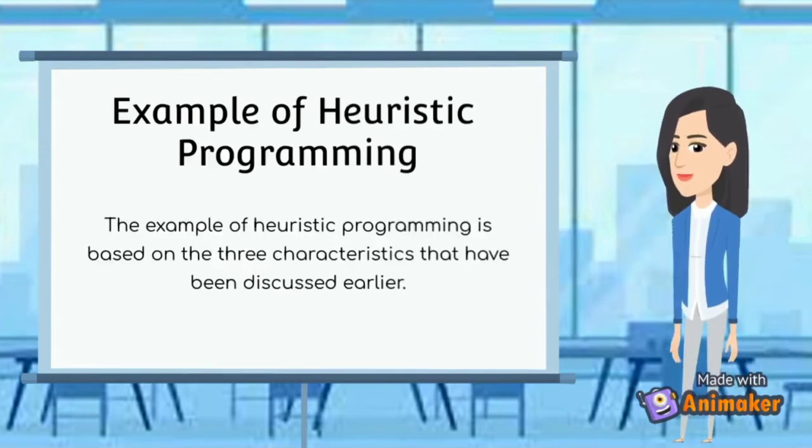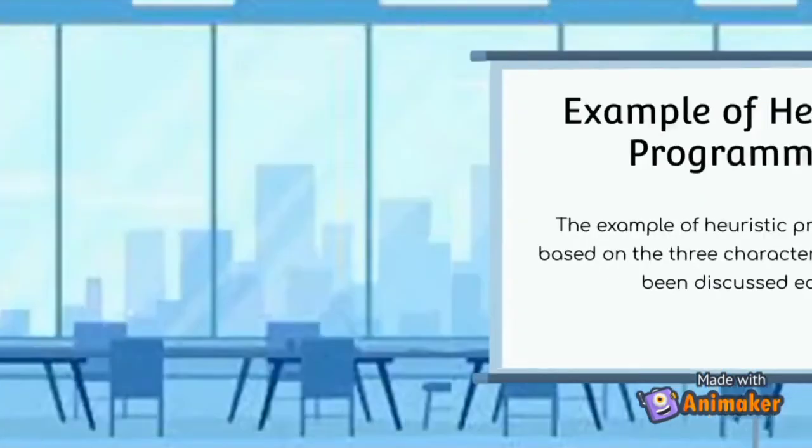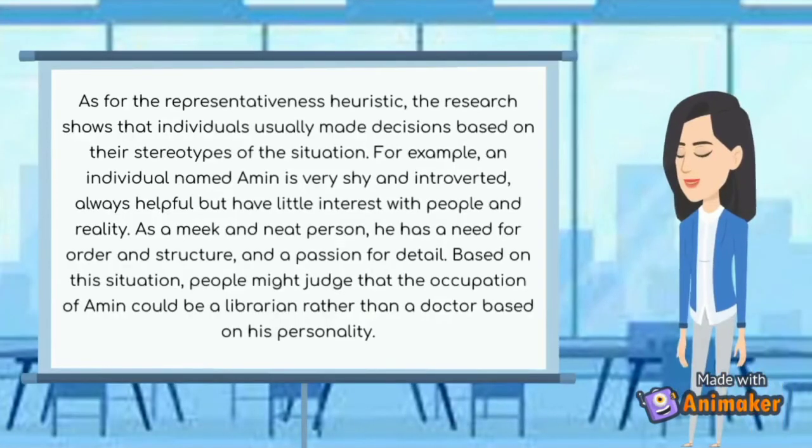Now let's move to the examples of heuristic programming. The examples are based on the three characteristics that have been discussed earlier. Firstly, as for the representativeness heuristic, research shows that individuals usually make decisions based on their stereotypes of the situation. For example, an individual named Amin is very shy and introverted, always helpful but has little interest in people and reality. As a meek and neat person, he has a need for order and structure, and a passion for detail. Based on this situation, people might judge that the occupation of Amin could be a librarian rather than a doctor based on his personality.